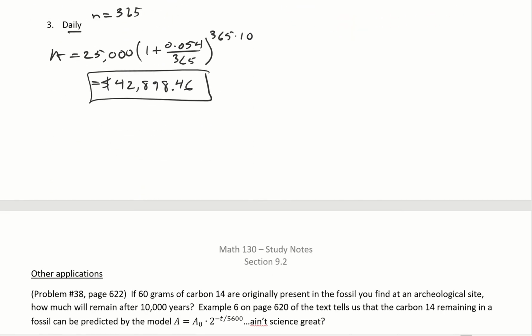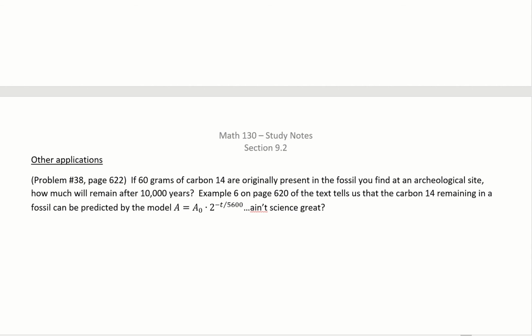Okay. Last application is problem number 38 from page 622. If 60 grams of carbon-14 are originally present in the fossil you find in an archaeological site, how much will remain after 10,000 years? Example 6 on page 620 of the text tells us that the carbon-14 remaining in a fossil can be predicted by this model. It can't do anything without the model, so here it is.